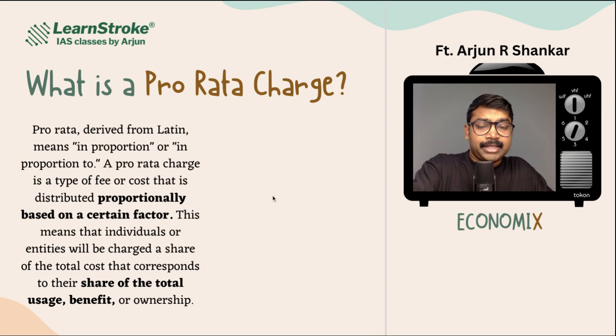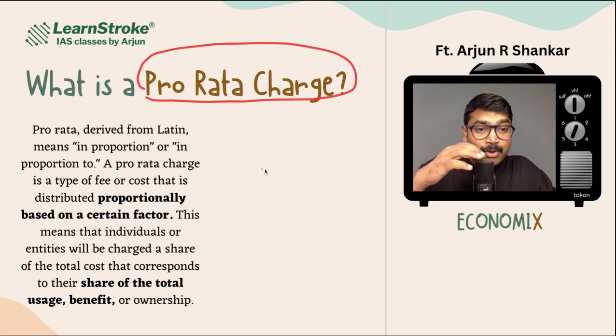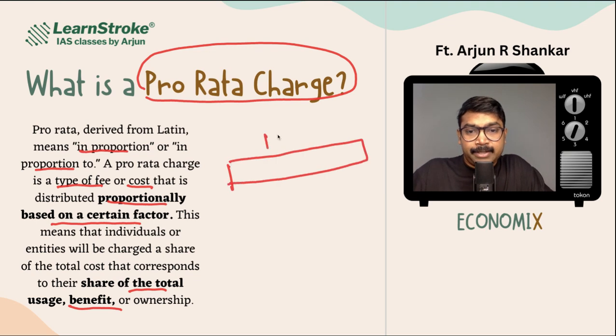Before understanding the full convenience fee, let's also understand what you mean by a pro rata charge, because it will help you understand it much better. In Latin, it means in proportion, or in proportion to. A pro rata charge is a type of fee or cost that is distributed proportionally based on certain factors. So individuals or entities will be charged a share of the total cost that corresponds to the share of total usage or benefit. So imagine that this is a benefit, this is 100%, a 100% usage.